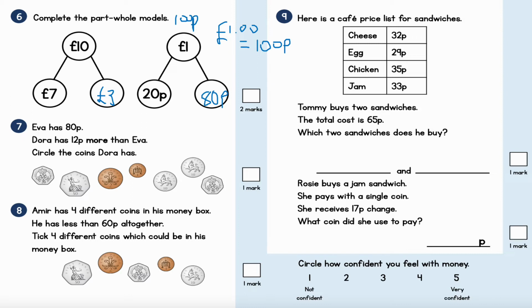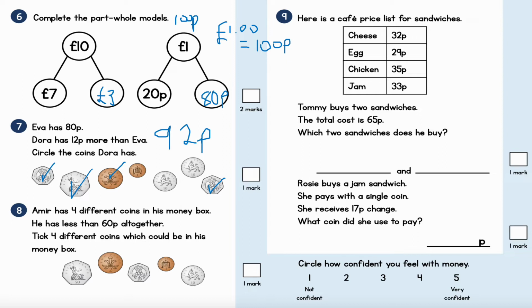This is question number 7. Eva has 80 pence. Dora has 12 more pence than Eva. Circle the coins that Dora has. Okay, so 92 pence Dora has. So Dora will have 50, 60, 70, okay, 80, 90, 92 pence, okay.